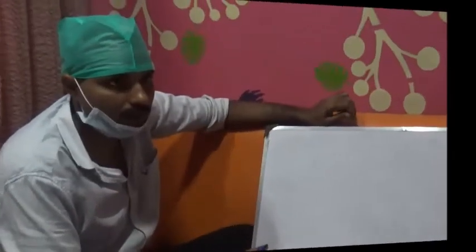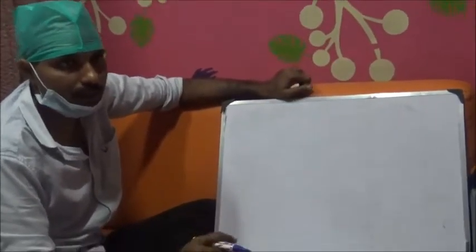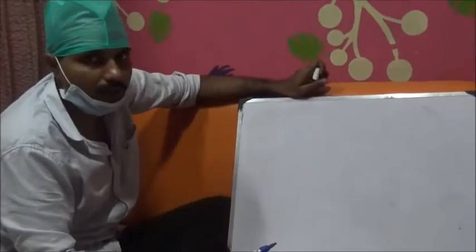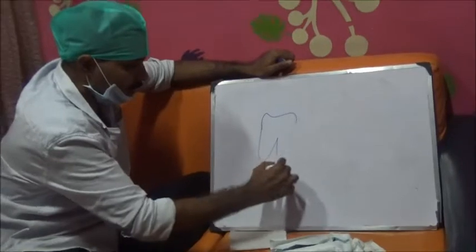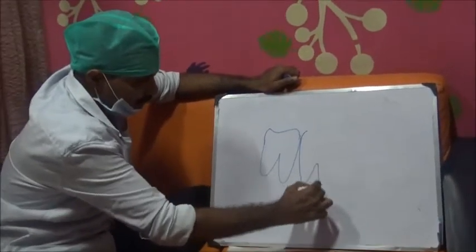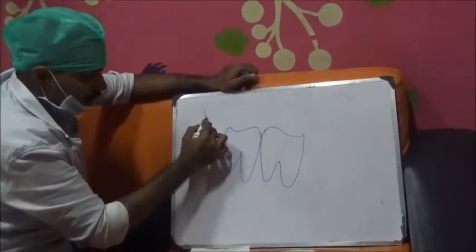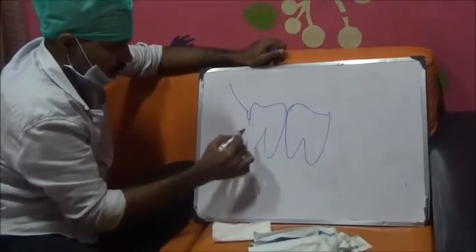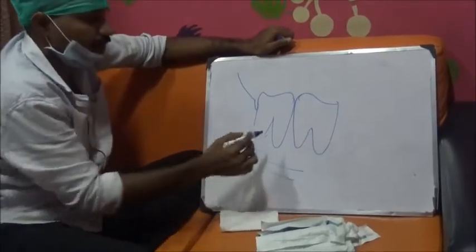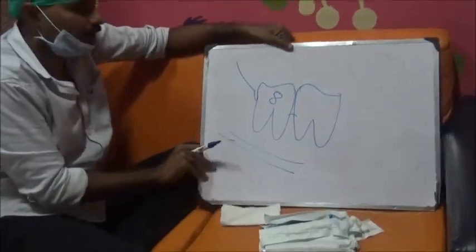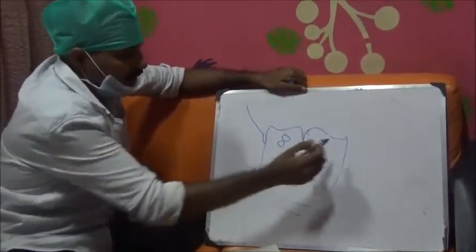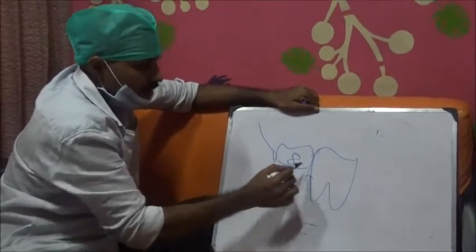Extract a normal 8, not an impaction, extraction using an elevator. So imagine this is 8, this is 7, this is the ramus. Okay. So this is the 8. Okay. So first thing we have to, what is the first step?